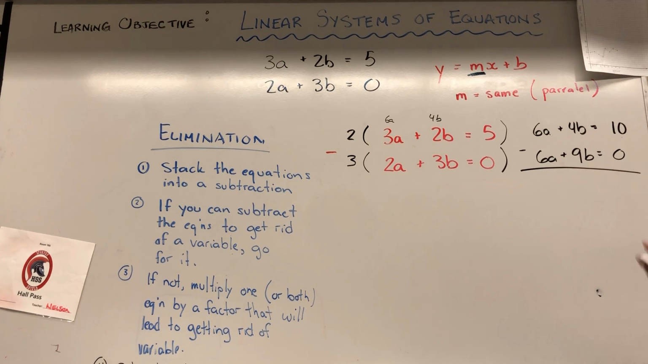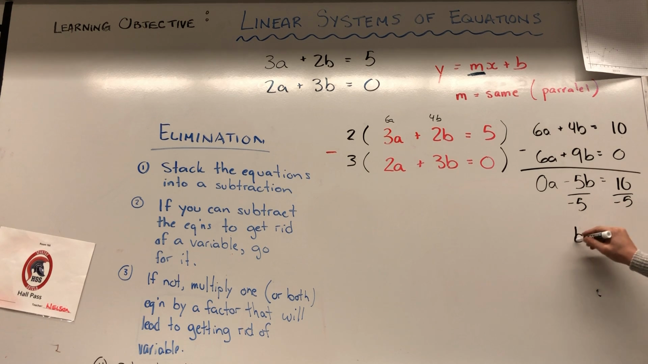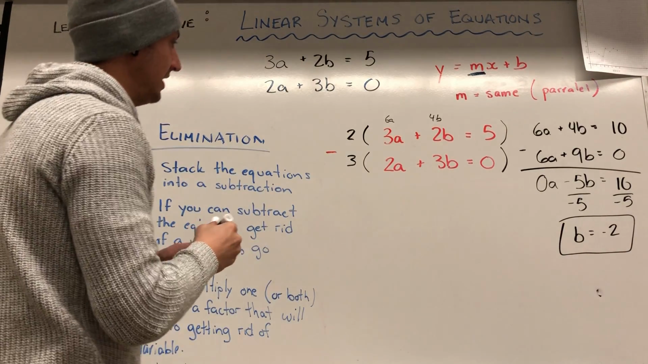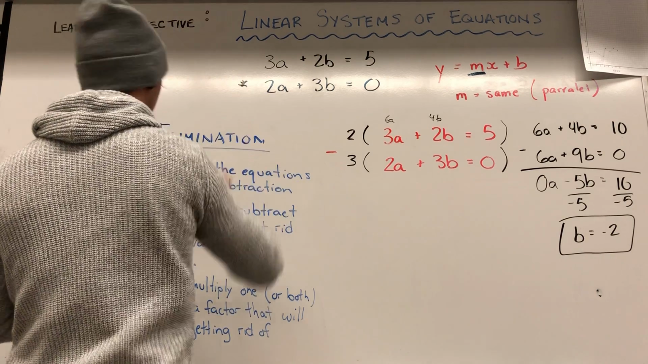Now I go through and I do the subtraction. I get 0a. Perfect. 4 minus 9 is negative 5b. 10 minus 0 is 10. So I have negative 5b is equal to 10. Divide by negative 5. Divide by negative 5. b is equal to negative 2. Beautiful. Now I take that negative 2 and I sub it back into one of my equations to solve for a. So let's do this one.